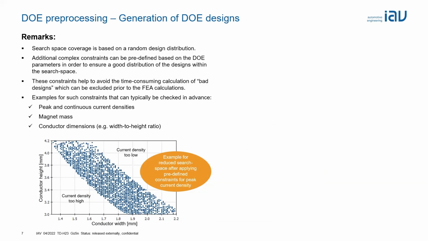Examples for such constraints can be current densities, the magnet mass, or also conductor dimensions, for instance, hairpins. Below you see an example where we have the conductor width and the conductor height, and we also have a constraint for the current density. Based on the current density constraint, we also have the reduced search space with more dense design distribution.